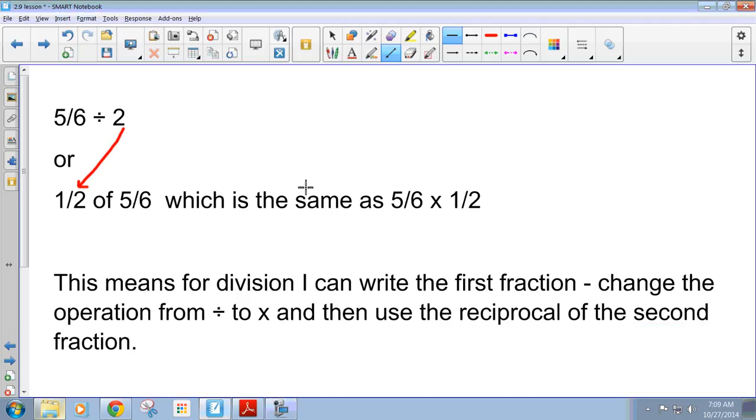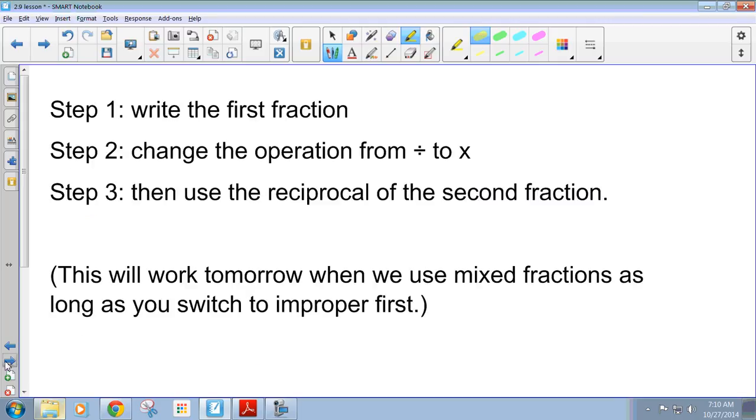This is how you set up the problem. 5/6 divided by 2, or we take the 2, we use the reciprocal of that 2 of 5/6, which means the same thing as 5/6 times, or of, 1/2. This means that for division I can write the first fraction, then change the operation, then use the reciprocal of the second fraction. We're going to stop the video here and I'm going to ask you to write this down.